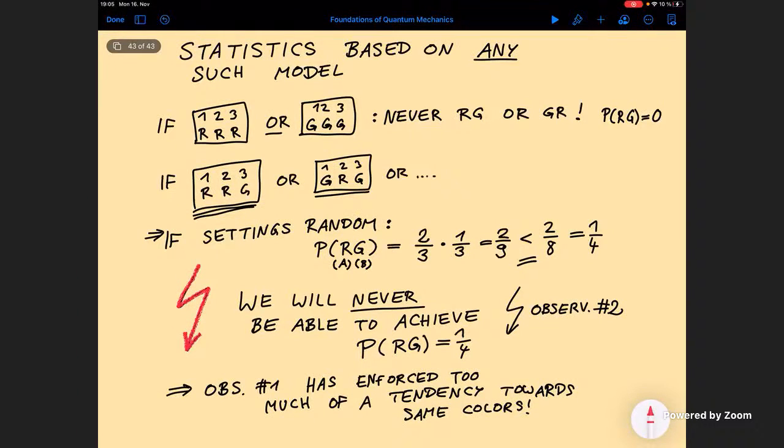Okay, so let's go on with the questions. So basically our models do not work because observation 1 impedes the results to be random. Yeah, you could probably say this, although it's a little bit a matter of taste.